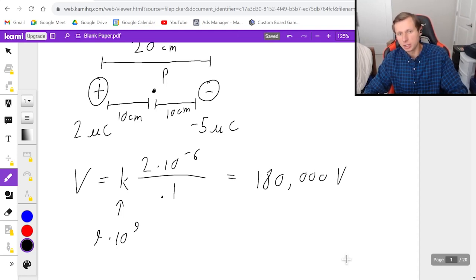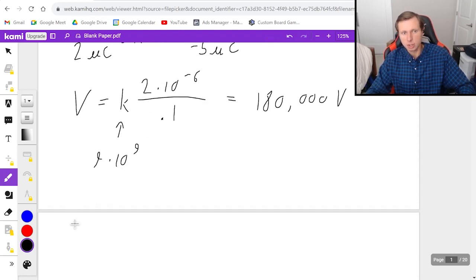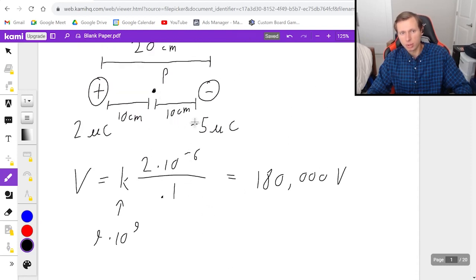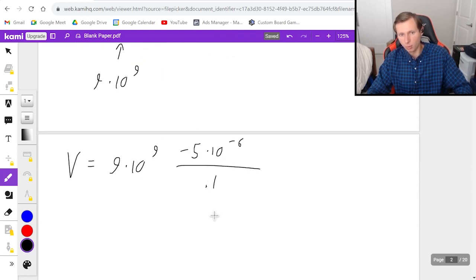And now all I got to do is add my answer to the negative charge. So for the negative charge, that voltage is going to be k, which is 9 times 10 to the 9th, times the charge. This one will be negative 5 times 10 to the minus 6. And I am going to keep it negative to get the right answer. And then divide by, it looks like it's the same distance, 0.1 meters away. So divide by 0.1. And when I plug this in my calculator, then I will get negative 450,000 volts.